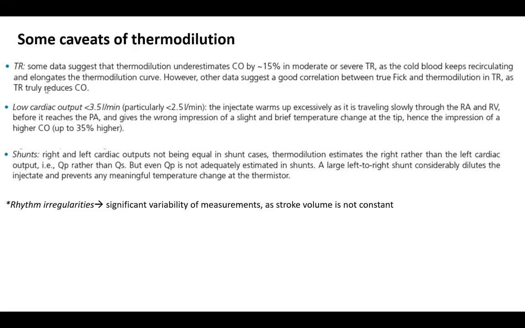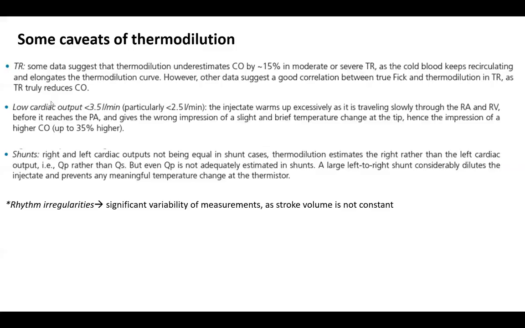But realize that despite all the caveats, thermodilution is overall a very accurate method of estimating the cardiac output, and it's the one that approximates TrueFIC the most. TrueFIC is better, but this is second to it, thermodilution. It's certainly better than assumed FIC. Usually the error between this and the TrueFIC is about 5 to 10%, so it's an acceptable range. So some of the caveats where the difference between thermodilution and TrueFIC is exaggerated are those.